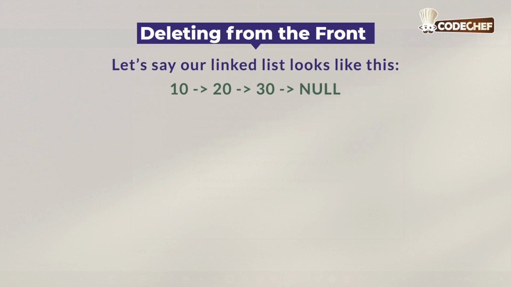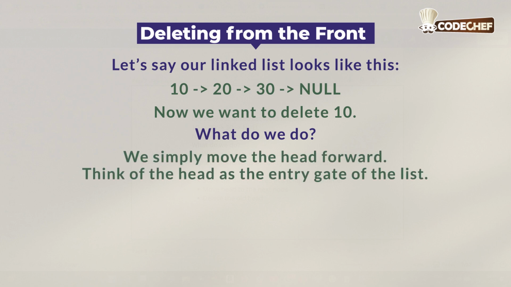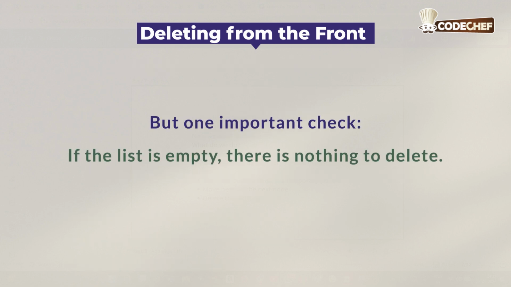Let's talk about deleting from the front. Let's say our linked list looks like this. Now we want to delete 10. What do we do? We simply move the head forward. Think of the head as the entry gate of the list. The steps would look like: first, store the current head in a temporary pointer, move the head to the next node, and delete the old head. That's it. This is the fastest deletion in a linked list, O(1) time complexity. But one very important checklist: if the list is empty, there is nothing to delete.